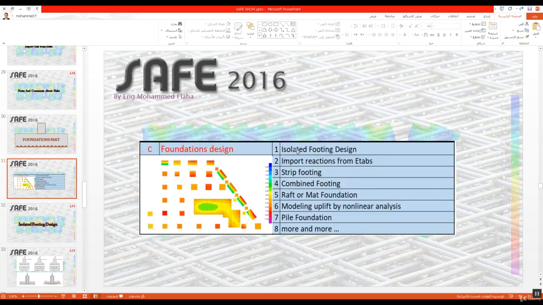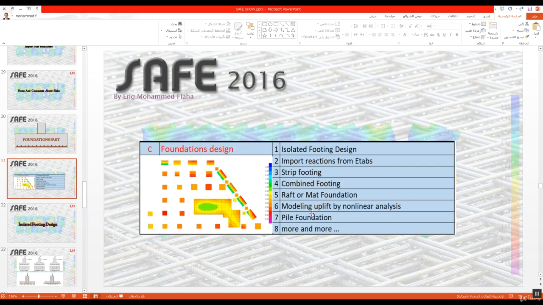I will talk about the most popular type of foundation, isolated footing, and then how we import reactions from ETABS for the column reaction and wall reaction. Then I will talk about strip footing for the wall, then combined footing, two columns tied together, then raft foundation, one big foundation for the whole building.